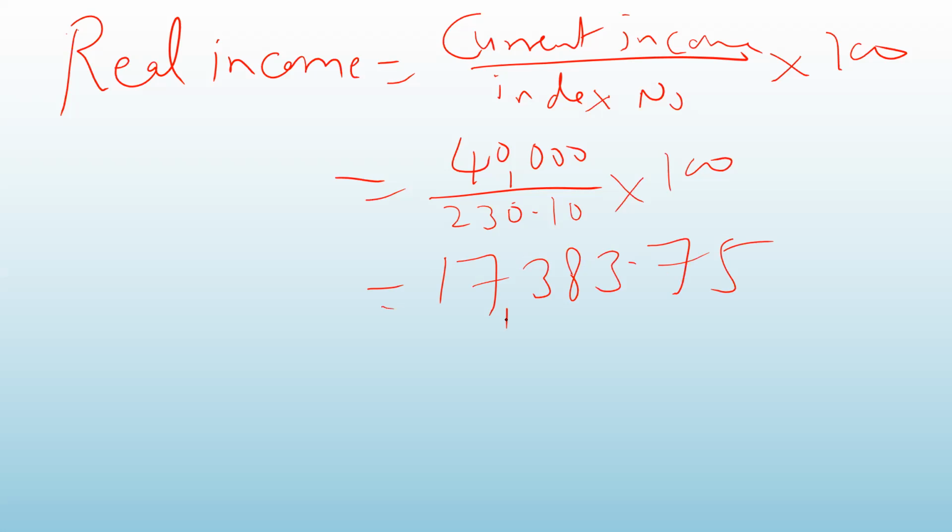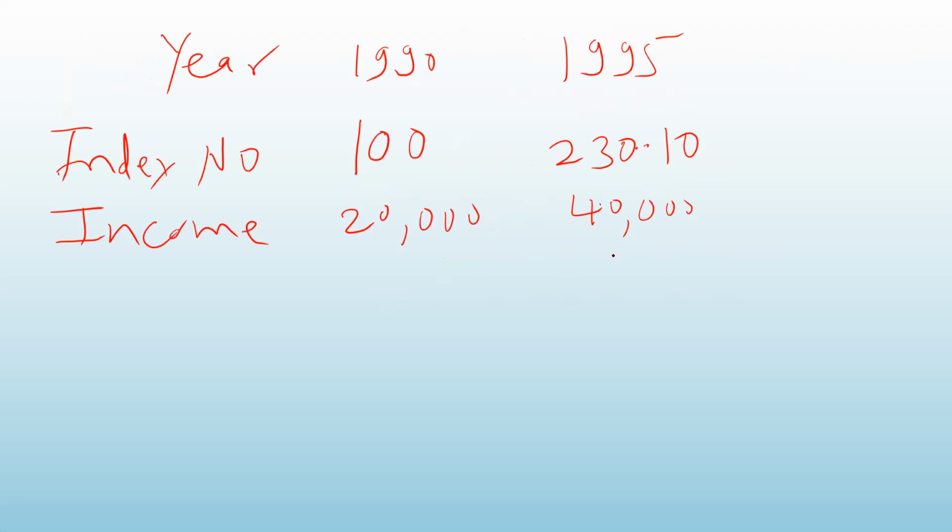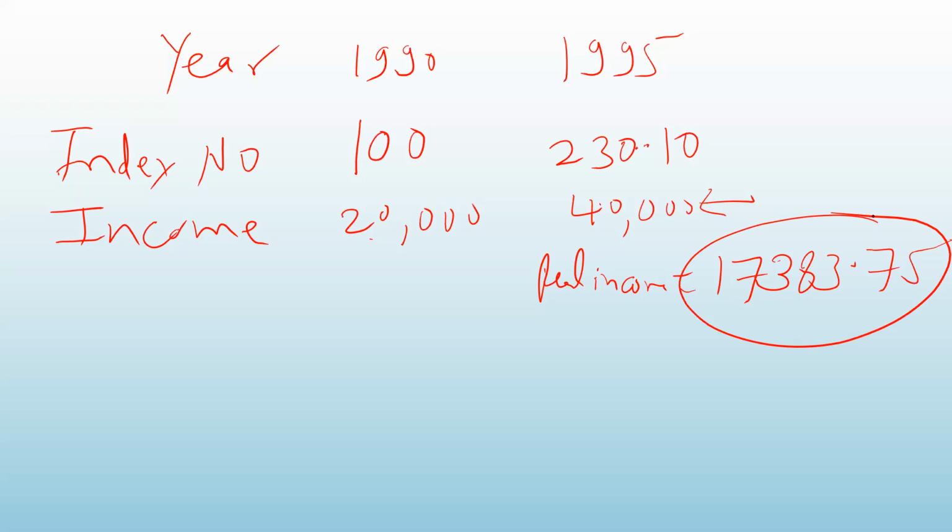So what is the real income? This looks like the income has doubled, but what is his real income in 1995? It is coming as 17,383.75. Look at this. It looks like the income has doubled, but he is not able to maintain the same lifestyle as he was maintaining in 1990, because though it looks like double, this income is equivalent to 17,000, which is even lesser than 20,000. You understood? Because the prices have gone more than double.